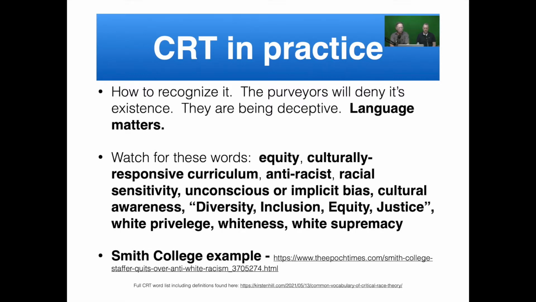Right. I think if you're looking at the one where I have the list of words, equity, culturally responsive, anti-racist, each of those words, I actually have a full vocabulary list with definitions of what these mean at my website, kirstenhill.com. There's a full list there, everything from describing the 1619 Project, critical race theory, including links to more information. So if people really want to dig into it, because language does matter. And equity does not mean the same as equality.